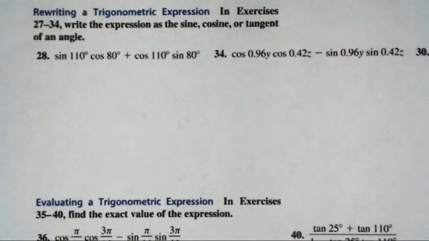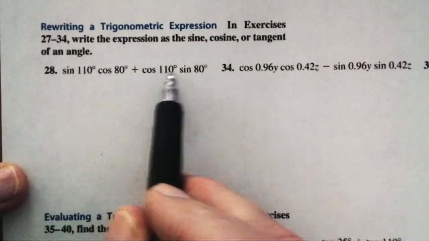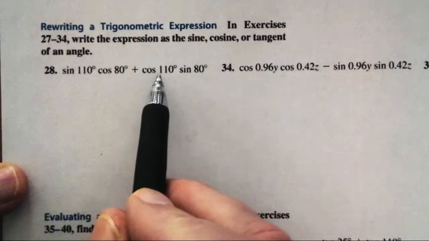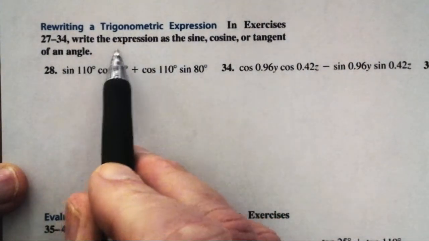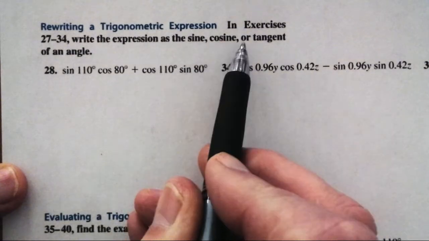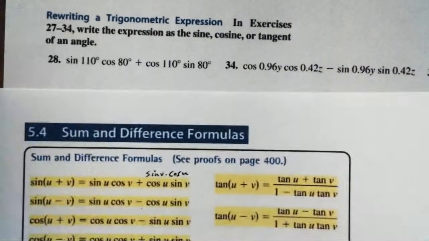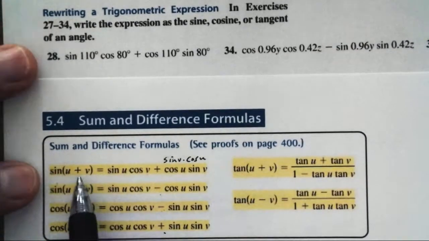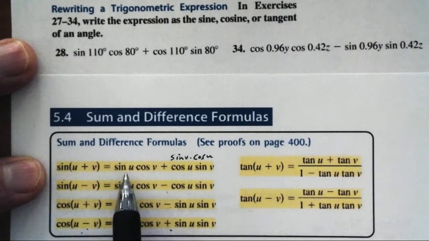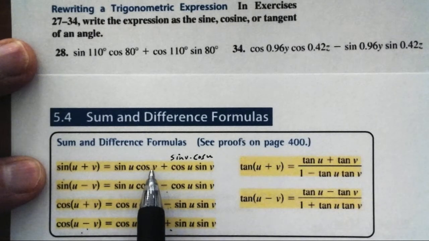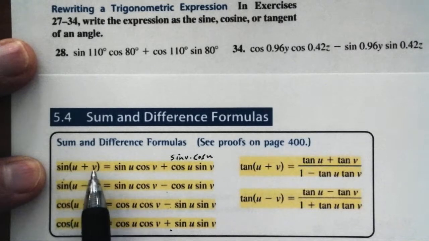Okay, now we've got some things. This has a familiar feel to it. Notice we switch the angles. This is sine cosine plus sine cosine, but switch the angles. And we're supposed to write the expression as the sine, cosine, or tangent of the angle. Now we're using our rules in reverse. That has the feel, or is modeled after this. It's just working backwards. There's sine of 110, cosine of 80, cosine of 110, sine of 80 equals sine of 110 plus 80.